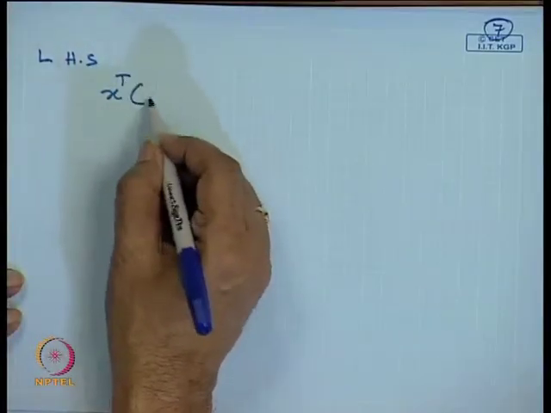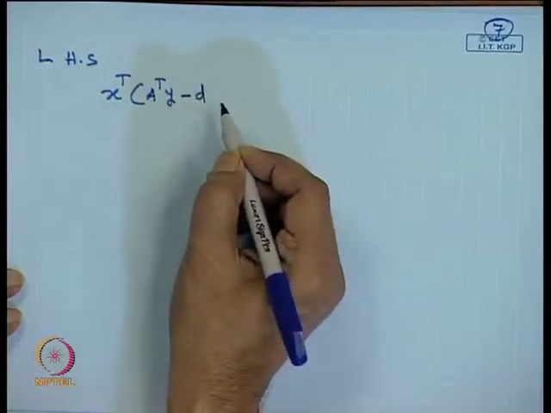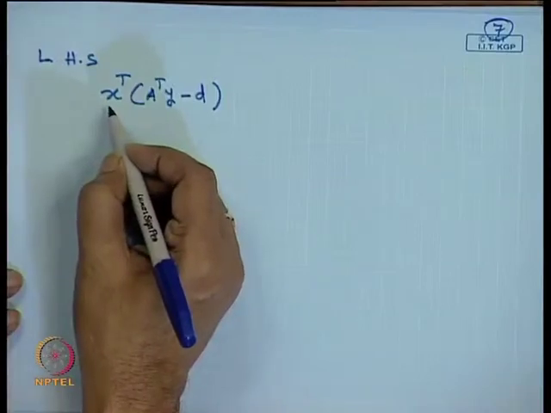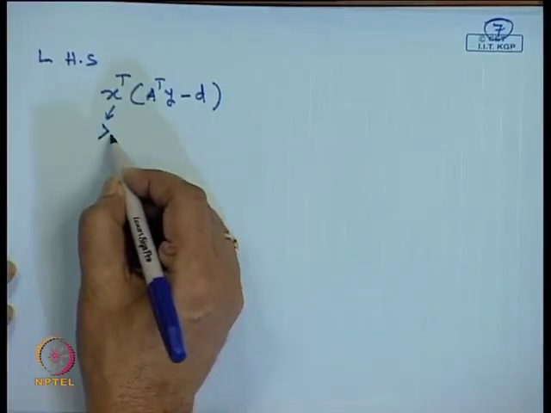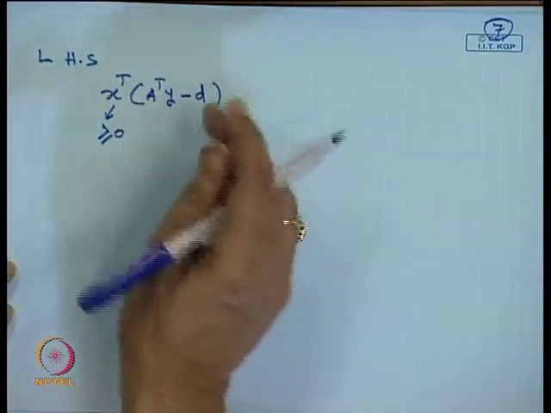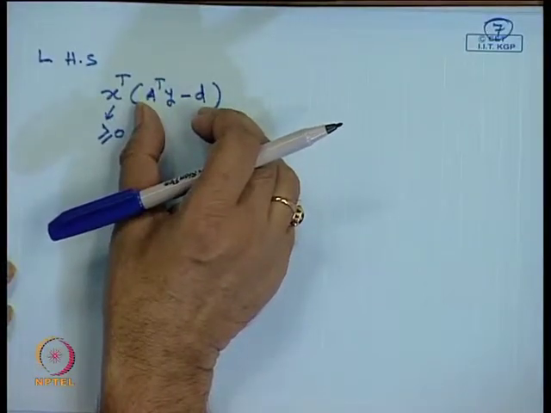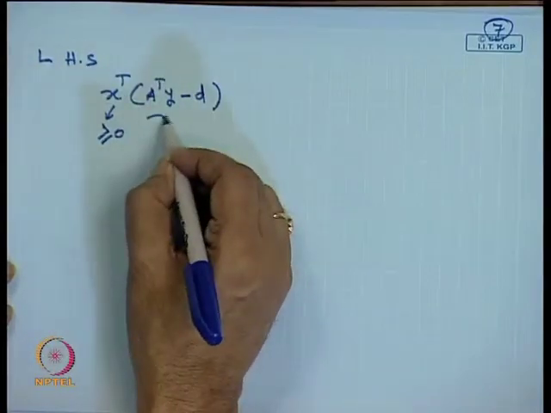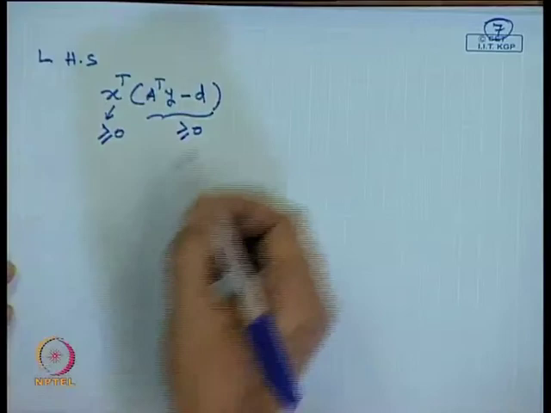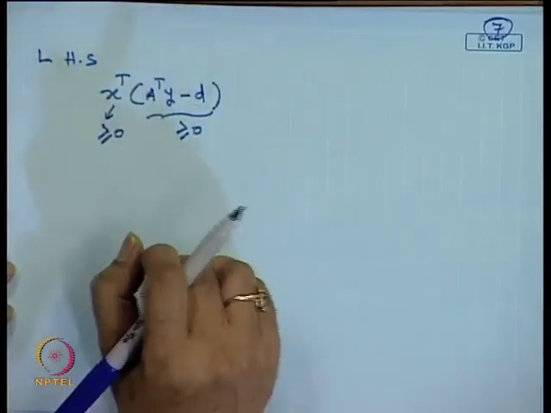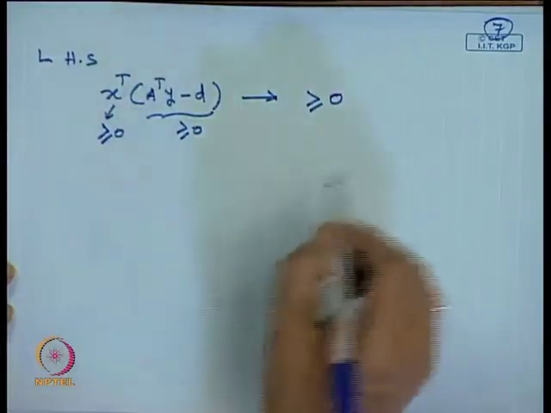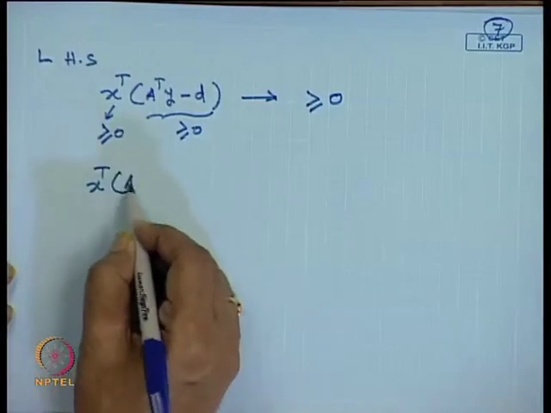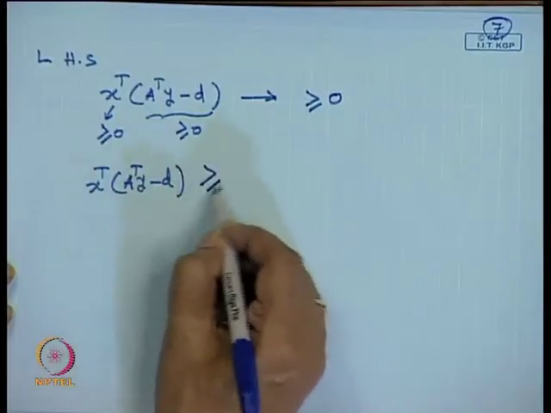See this one, the left hand side: X transpose (A transpose Y minus D). X is all the decision variables in the primal problem, each element of X, there are n variables, and all are greater than or equal to 0. Whereas the inequality constraint in the dual problem, this quantity, is greater than or equal to 0. So the result of this is greater than or equal to 0. That means X transpose (A transpose Y minus D) is greater than or equal to 0.